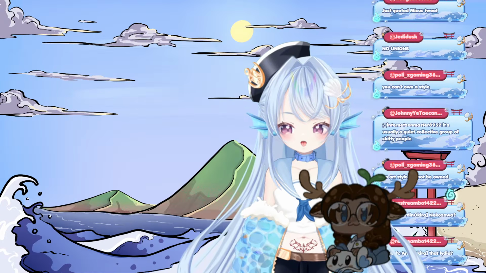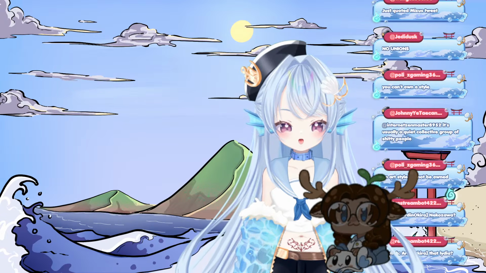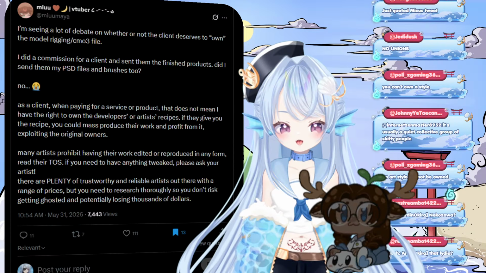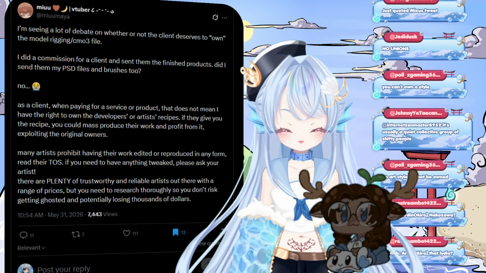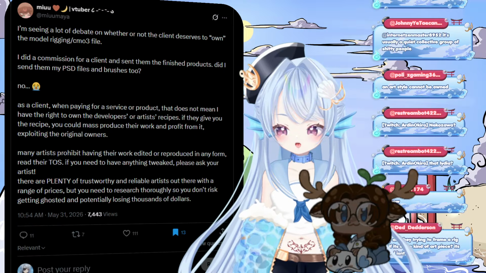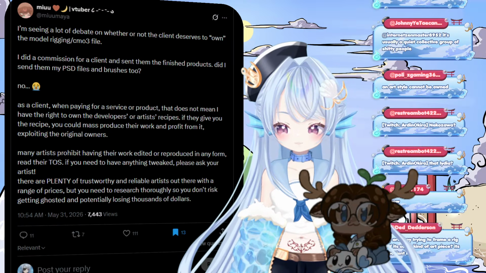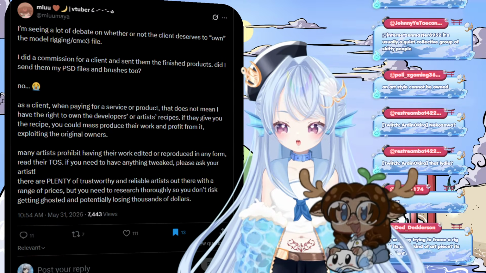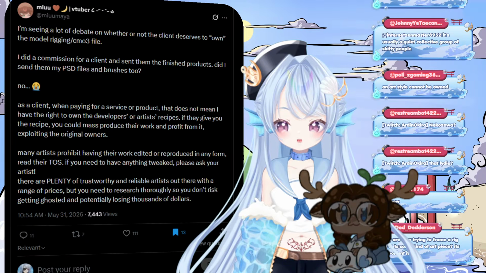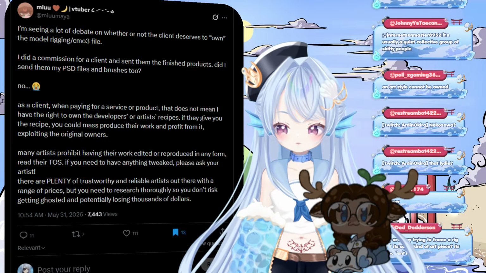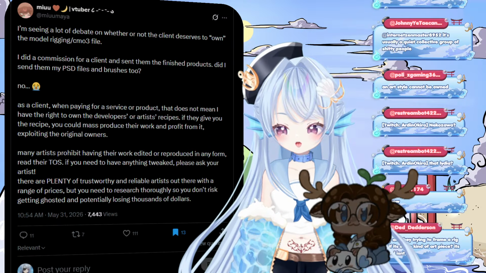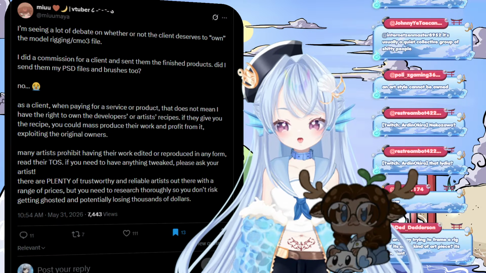My next section I just called entitled. I mentioned this at the top of the stream. It's people that either accuse clients of being entitled, or they talk about how they're entitled to not giving you anything. Specifically, I'm seeing a lot of debate on whether or not the client deserves to own the model rigging CMO3 file. I did a commission for a client and sent them the finished products. Did I send them my PSD files and brushes too?